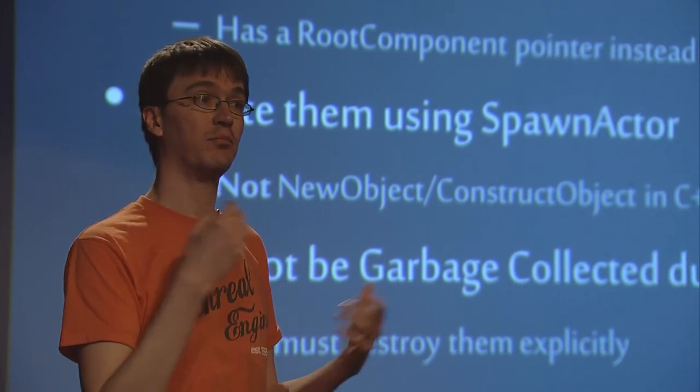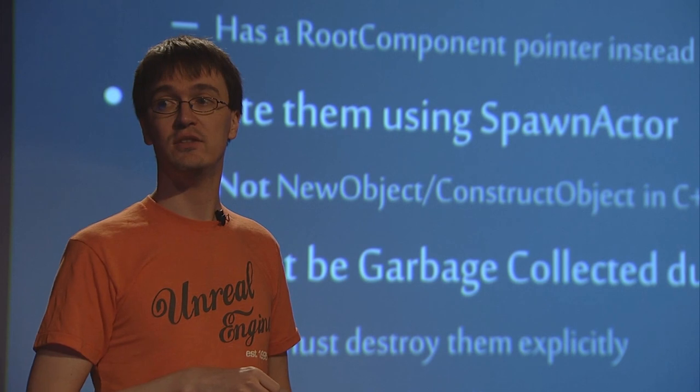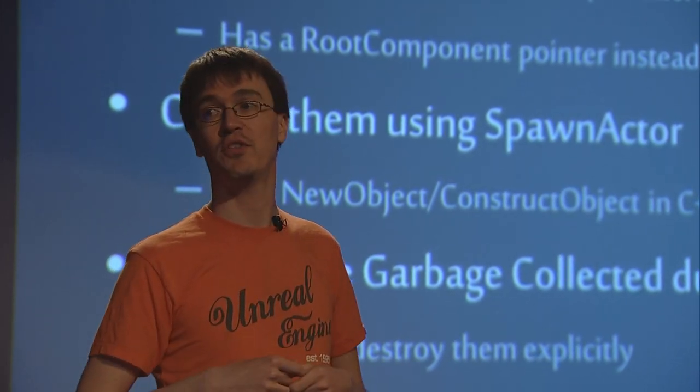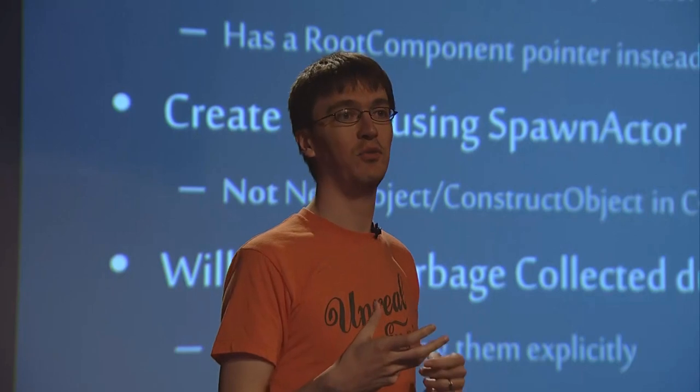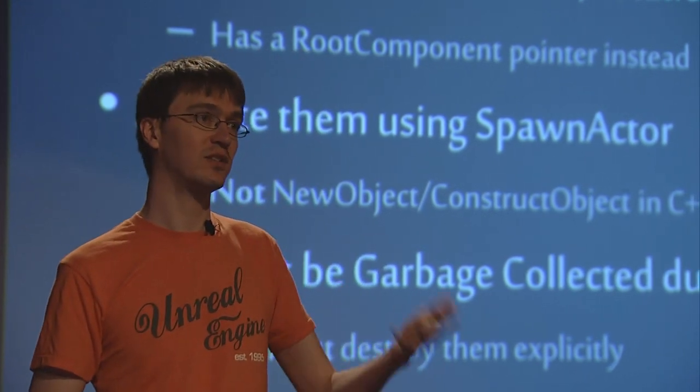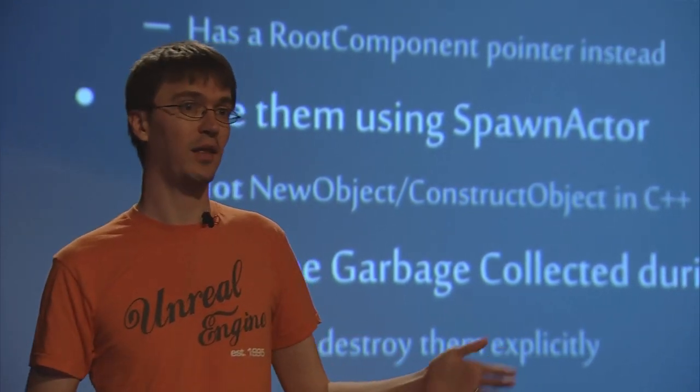If you're using C++, one thing to note is you need to use the spawn actor function. Don't use new object or construct object because bad things will happen. Another thing, if you're a programmer, is if you create an actor, it won't automatically get cleaned up for you. You have to explicitly delete it. If you change levels, it'll go away, but just during gameplay, it won't go away. Unlike things like textures and sounds, which if you're not referencing anywhere, they'll get cleaned up for you.